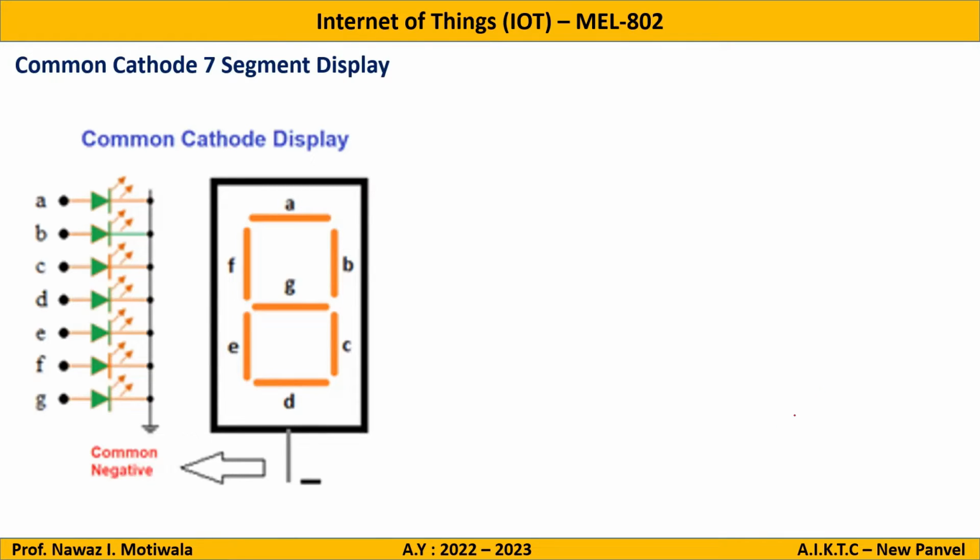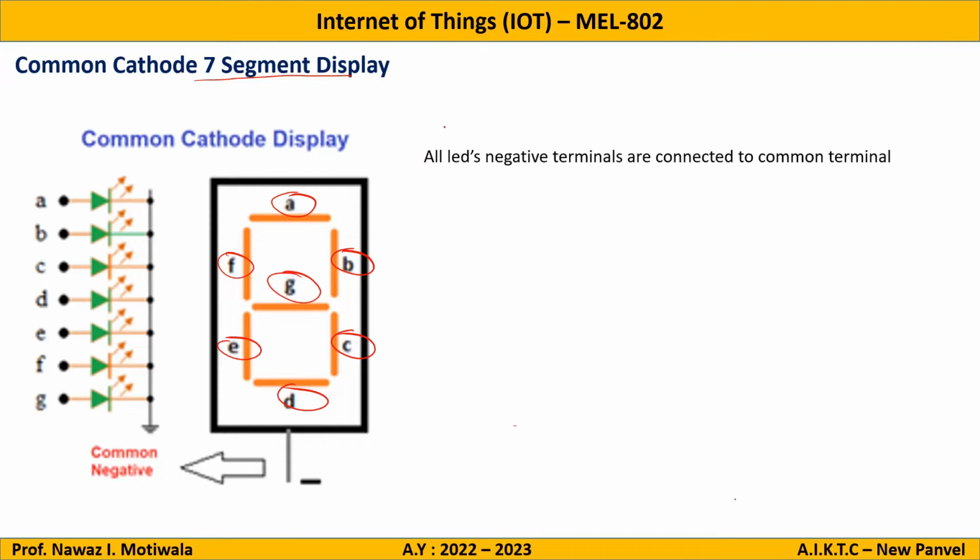Now, why is it known as 7-segment display first of all? So here you can see there are 7 LEDs named A, B, C, D, E, F and G. So these 7 LEDs are there, hence it is named as 7-segment display. Now what about common cathode and common anode? Now let us see here. In common cathode, what is done?